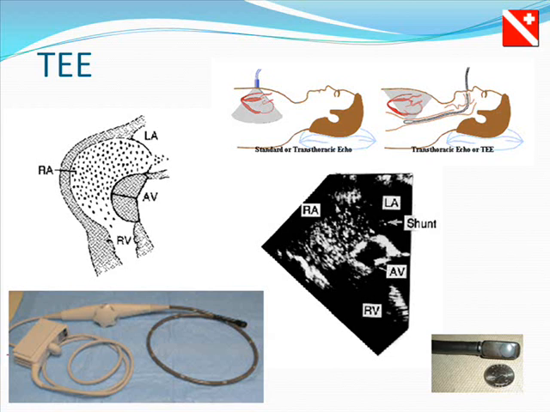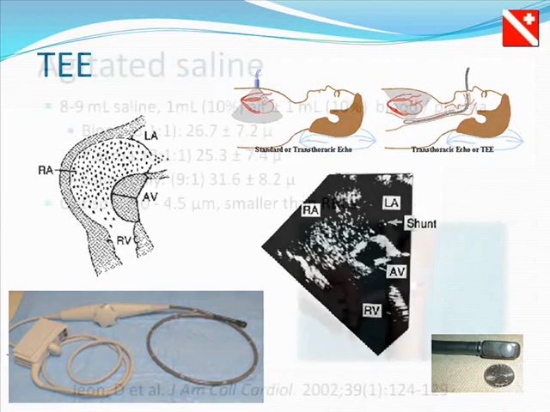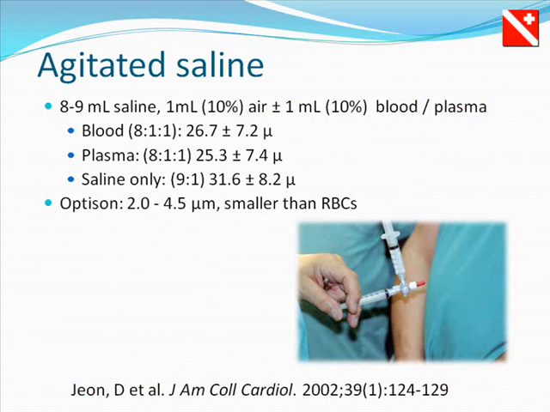Now, having the probe in the right place is only part of the story, because now you need to have a contrast agent that will allow you to determine whether there's shunting or not. So what mix do you use? Well, the homegrown variety turns out to be one of the best. And the mix that ultimately has shown to be the most versatile is using 8 milliliters of saline, 1 ml of air, and 1 ml of blood.